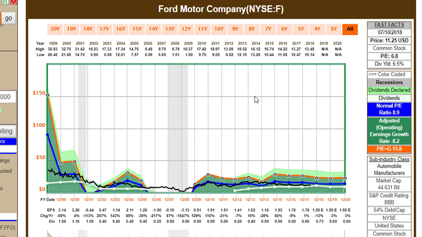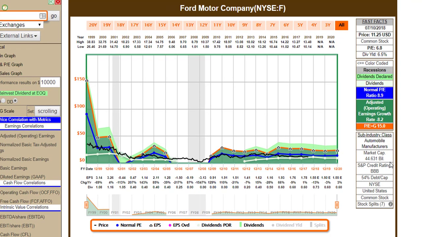The statistics that are quoted on FastGraphs actually look a little better. Our blended PE ratio, which includes past, present, and a little bit of future forecasts, is 6.8. Our dividend yield, which is more forward-looking, shows a dividend yield of 6.5%. It's a $44 billion company, BBB rated. So once again, the statistics look good.